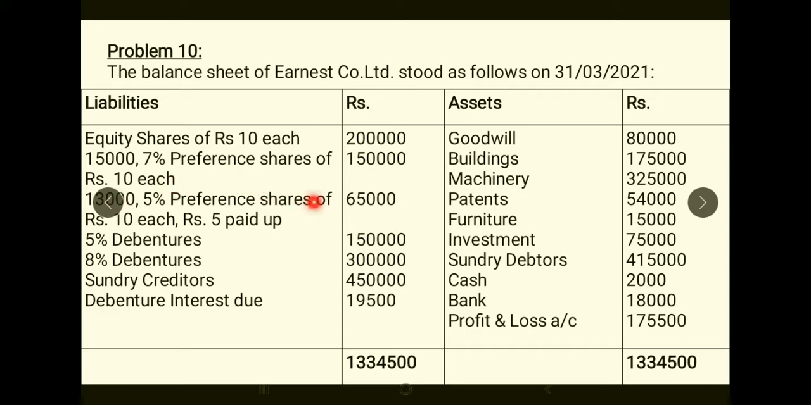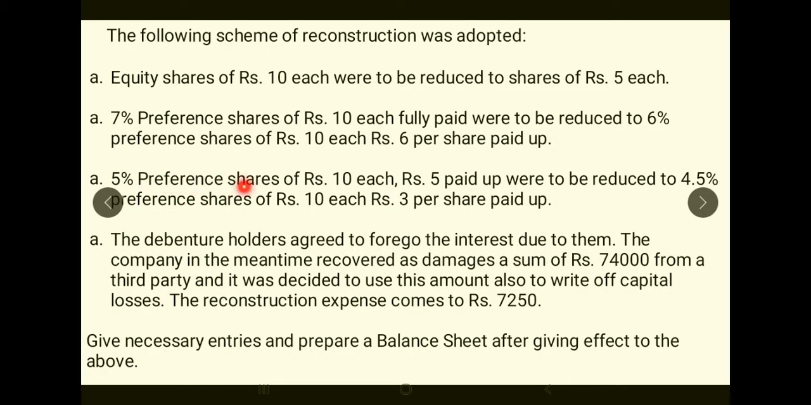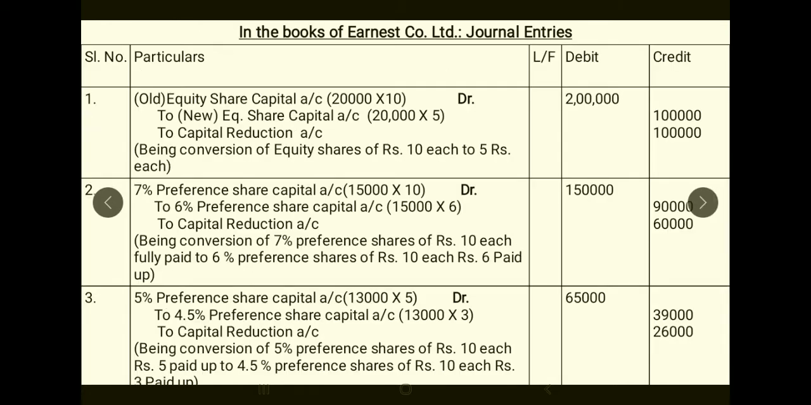So now this is converted to rupees 3 paid up. So 5% preference shares of 10 each, 5 rupees paid up is reduced to 4.5% preference shares of 10 each, rupees 3 paid up. So your journal entry will be 5% preference share capital account debtor to 4.5% preference share capital account and to capital reduction. So how much will be the amount that you will be writing? 13,000 into 5 is given in the balance sheet. 13,000 preference shares of rupees 10 each, 5 rupees paid up. So 13,000 into 5, 65,000. This is the balance sheet amount.